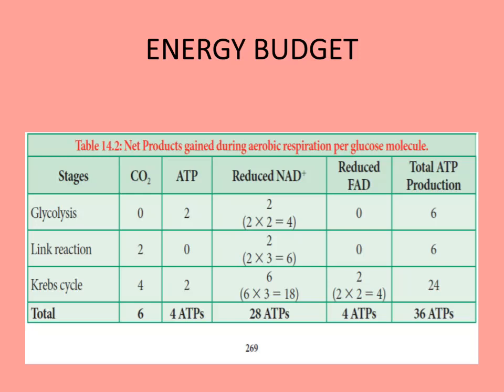ஸோ டோட்டல் ப்ரொடக்ஷன் வந்து பார்த்தீங்கன்னா டியூரிங் கிளைகாலிசிஸ் 6 ATP, லிங்க் ரியாக்ஷனில் 6 ATP, Krebs cycle 24 ATP. So totally 36 ATPs are generated in a single glucose molecule oxidation.